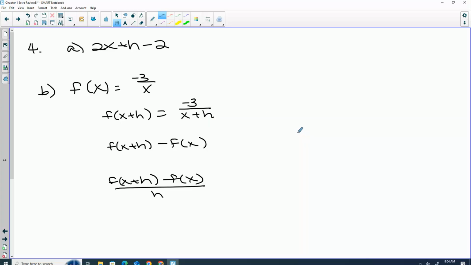Is there any simplifying we can do there? No, so that's it. B, f of x plus h, that's the answer we just got, minus f of x was the original. Okay, minus a negative we would add. If you want to add fractions, what do we need? Common denominator. So this one would have to get multiplied by x on top and bottom. This one would have to get multiplied by x plus h on top and bottom.